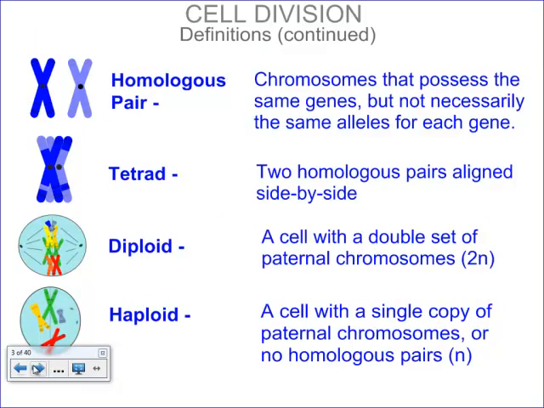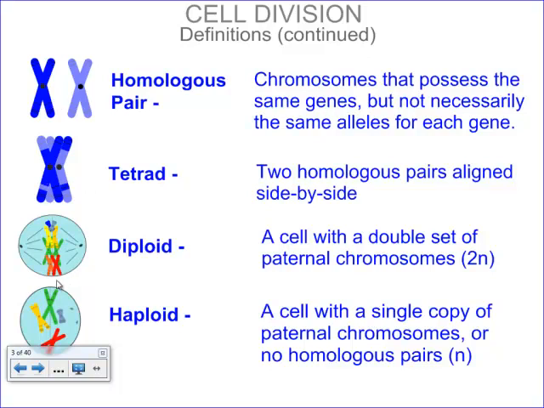Our homologous chromosomes are chromosomes that possess the same genes, but not necessarily the same alleles. So you learned about alleles in 8th grade when you did genetics. This would be like a big T and a little t. So they would both have a T in that spot, but they're not necessarily the same size. Our tetrad is when our homologous chromosomes come together.